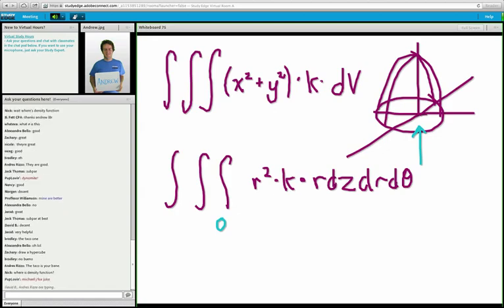I like the taco one. Nick says, where's the density function? It's right there. Right there, bro. Homogeneous.